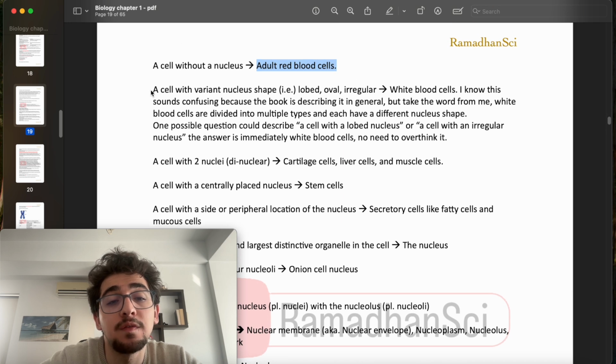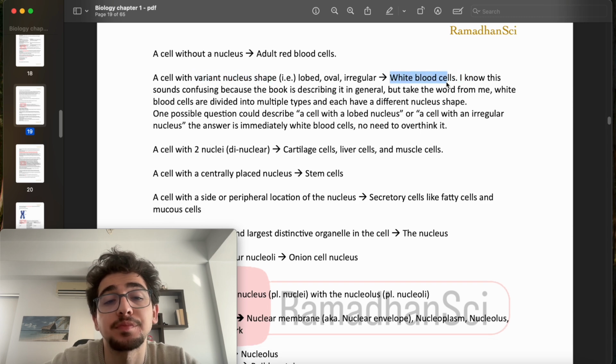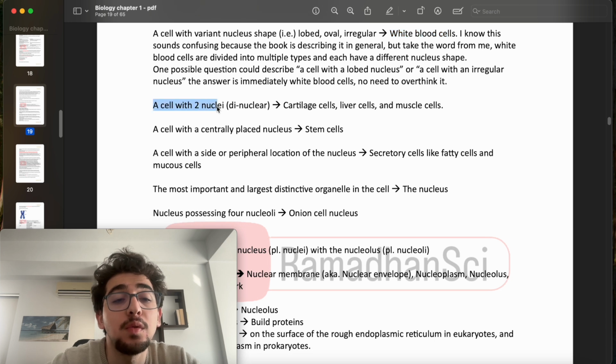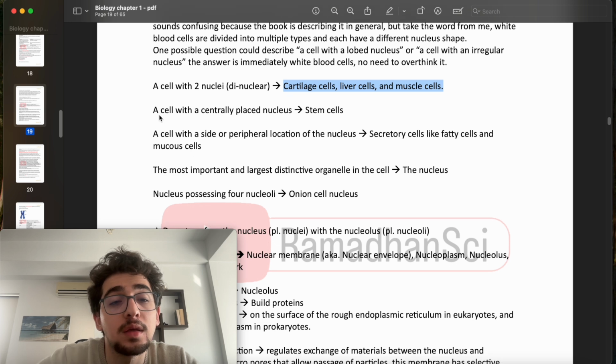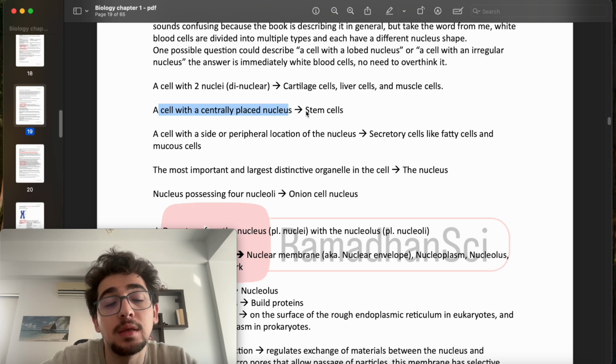If they tell you, give an example for each of the following, and they tell you a cell with irregular shape nucleus, it's white blood cells. Or they can tell you a variant nucleus shape, white blood cells. A cell with two nuclei, or binucleate, as the book mentions it, it's the cartilage cells, liver cells, and muscle cells. A cell with a centrally placed nucleus, meaning the nucleus is placed in the center of the cell, it's stem cells.